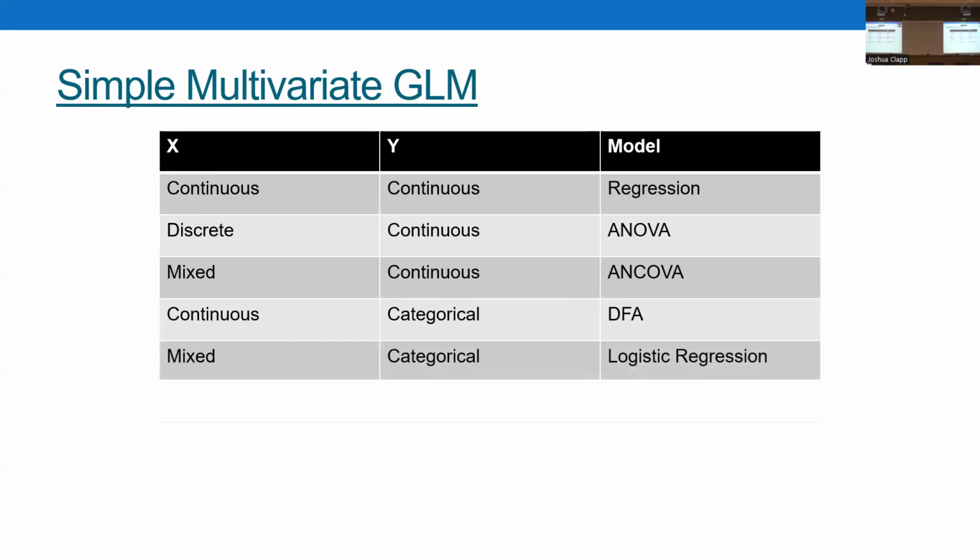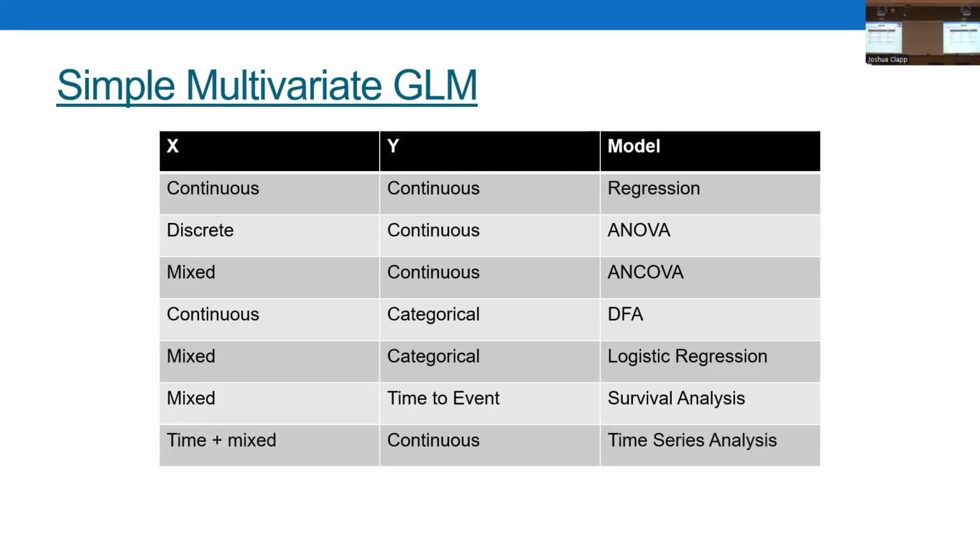But if I've got a mixture of continuous and discrete predictors and a categorical outcome, this is where I'm working with logistic regression. These are fantastic models that we don't use enough, but they're very flexible. We should make more use of these in psychological science. If my outcome is time to event, we're talking about things like survival analysis. If I've got time and a mixture of continuous and categorical variables and a continuous outcome, we're talking about time series.